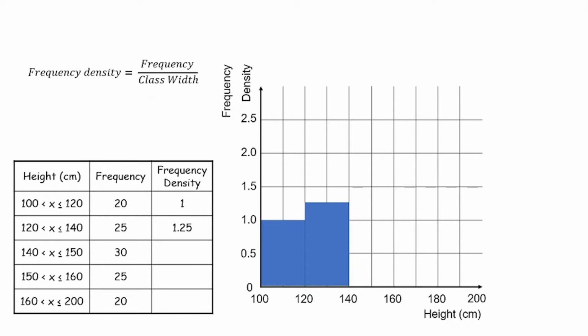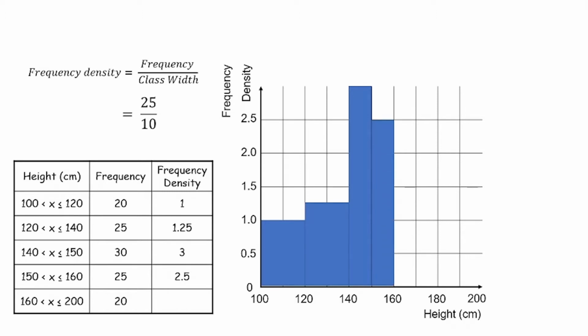For the third interval, frequency is 30, class width is 10, the frequency density here should be 3. And as you can see, the bar is thinner, but it's a lot taller. It's significantly taller. Okay, on to the fourth one. Frequency is 25, the width is 10, our frequency density is going to be 2.5. So once again, quite a tall bar. Doesn't mean that the frequency is high. We need to think about the area.